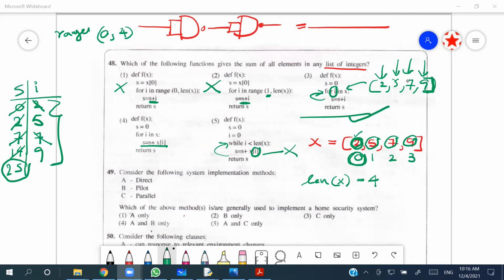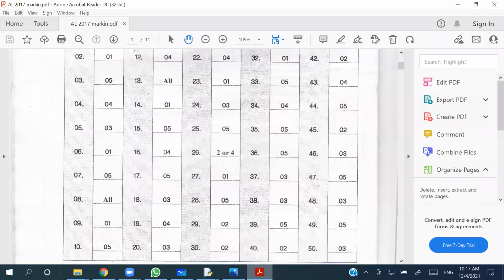Now for the pilot one, it's going to be a problem, because if it is a home security system and we apply the pilot project to a small segment, since it is security, it's going to give us some problems, because we have to look at a small area which has applied the proposed security system. Parallel, of course, we can, right? So parallel means we are having both the systems. It will be an expensive choice, but it is possible. So the answer should be the fifth. Is it the fifth? Yeah, it is the fifth.